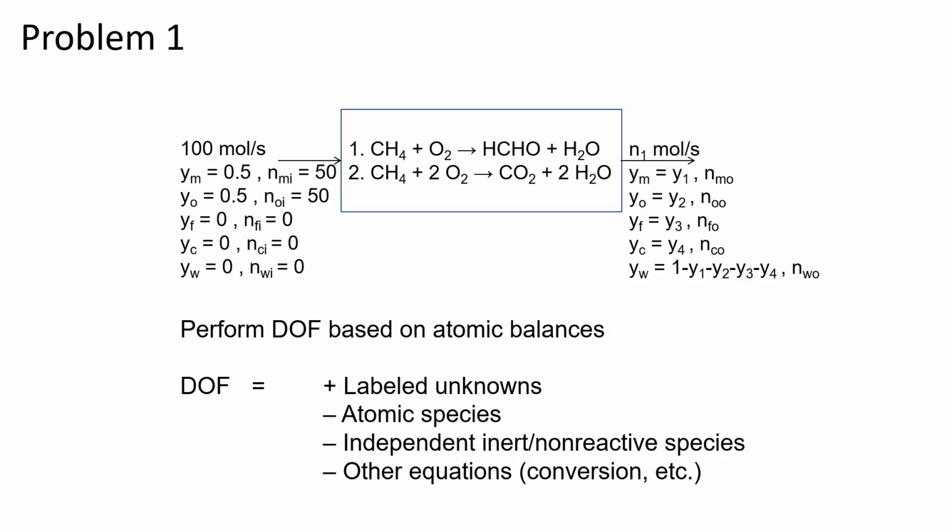So now what I'd like for you to do is to pause the presentation and to perform this degree of freedom analysis by first of all counting the labeled unknowns for a control volume around this reactor, and then counting the number of atomic species, also counting the number of independent, inert, or non-reactive species, and then any other equations that we might have. What we're going to do is subtract from the unknowns the independent atomic species, the inert or non-reactive species, and any other equations. If the sum is equal to 0, then the problem is indeed solvable. So take a moment now and try to do this on your own.